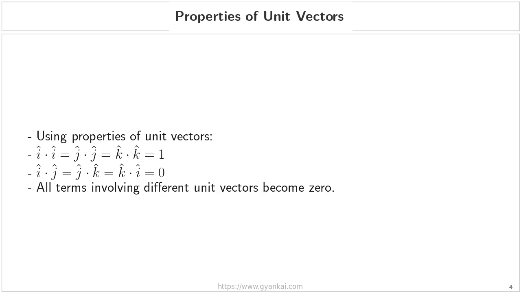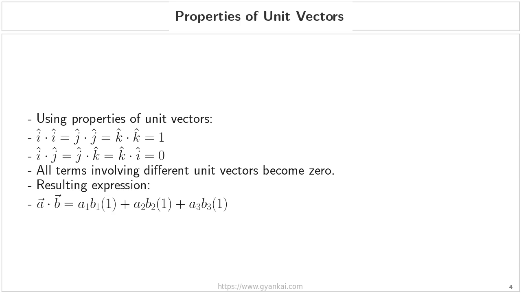Because of this, all those extra terms in our expansion from the last slide that involve different unit vectors simply vanish. They all become 0. This leaves us with a much cleaner resulting expression. We are left only with the products of the matching components: a1b1 times 1 plus a2b2 times 1 plus a3b3 times 1. As you can see, the ones don't even change the values, which brings us directly to the simple, final formula we are about to reveal on the next slide.